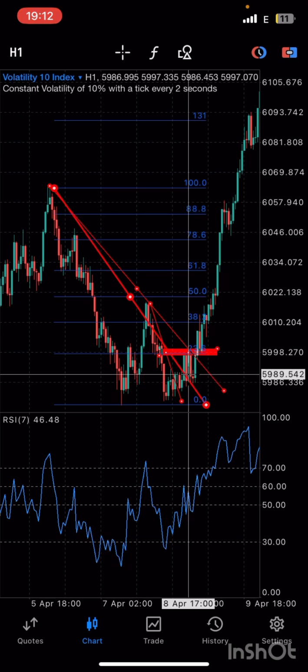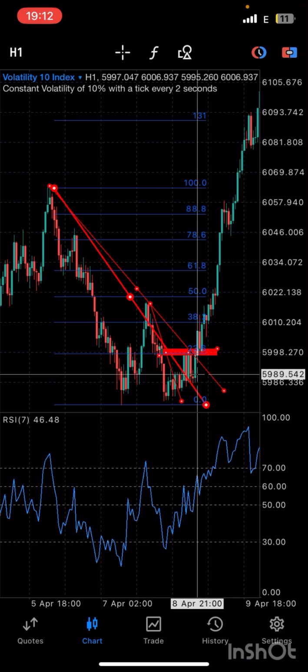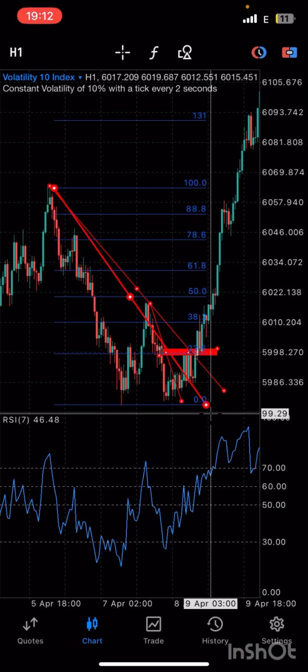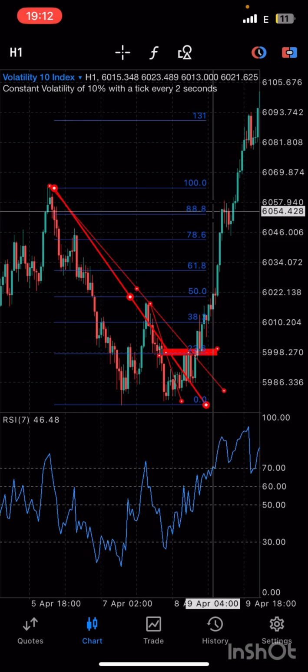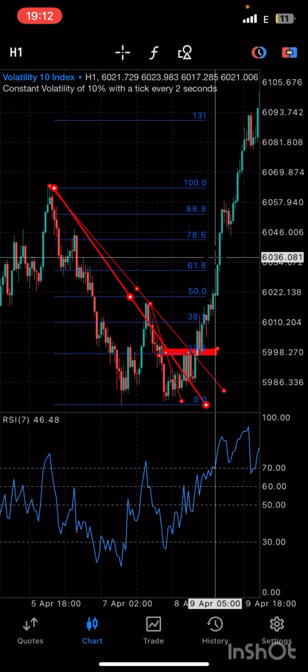So just imagine you take a trade from here, your stop loss obviously being below the double bottom, and you're going to take a buy up all the way to 88.8. So you're going to see there's a lot of pips. You're going to make a lot of money trading like this.